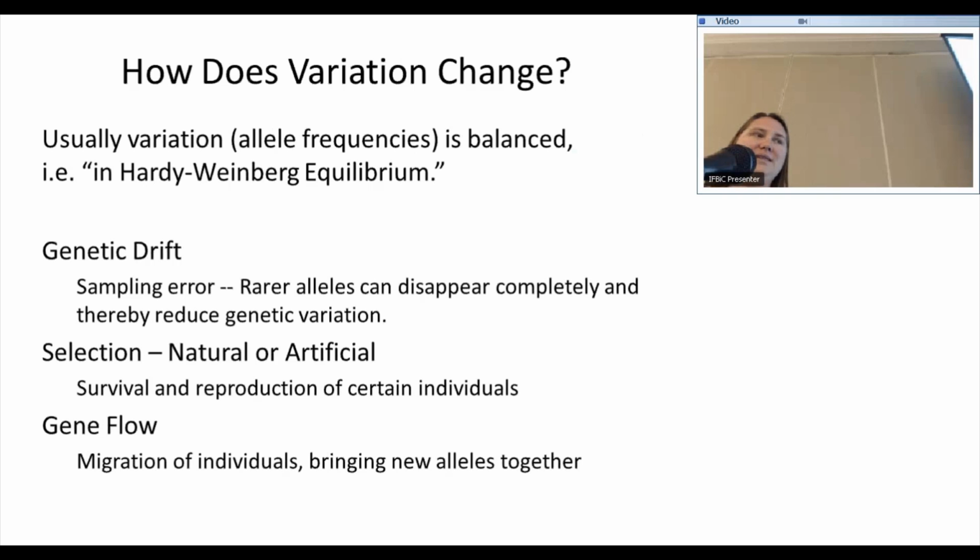Okay, so that's the expectation for a random population. But there are different things that can happen to that population that violate that Hardy-Weinberg equilibrium. One of them is just genetic drift, and that is due mainly to sampling error.